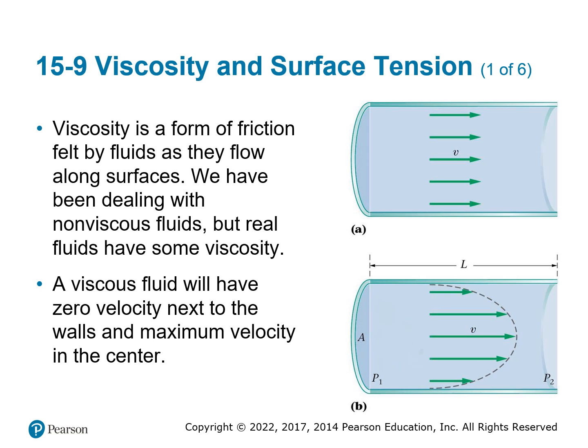Viscosity. So viscosity is a type of friction for fluids. Mostly we've been dealing with non-viscous fluids, no friction, but in the real world, fluids will have some viscosity. A viscous fluid will have zero velocity next to the walls, and the maximum velocity will be at the center. Okay, so picture A is in the perfect world. Picture B, this is the real world. This is what it's actually going to do.